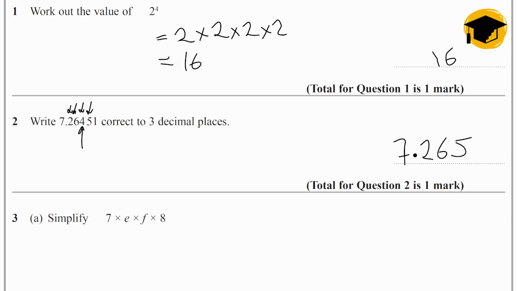So my answer here is 7.265. What I know is I need 3 numbers after the decimal. 7.264. Is the next number 5 or above? Yes, it is. So I need to round up that 4 to a 5.